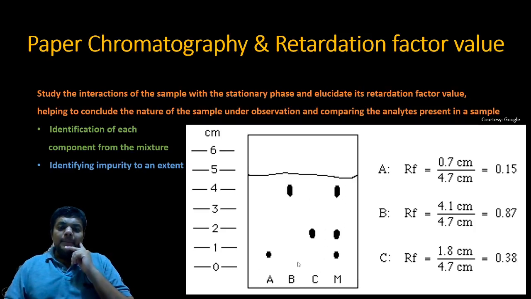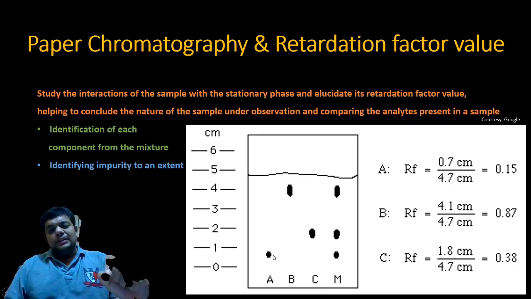When these three samples were exposed to a mobile phase, keeping paper as a stationary phase, it was noted from the baseline, this is the baseline, that sample A is running the least, sample B is running the most, and sample C is somewhere in between A and B. So from this itself, we can judge a little that sample A, which is running the least, has the highest interaction with the stationary phase.